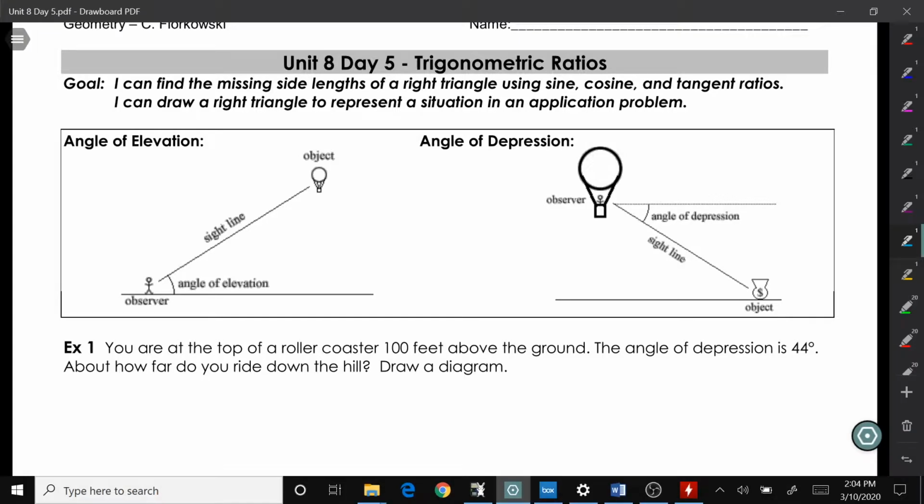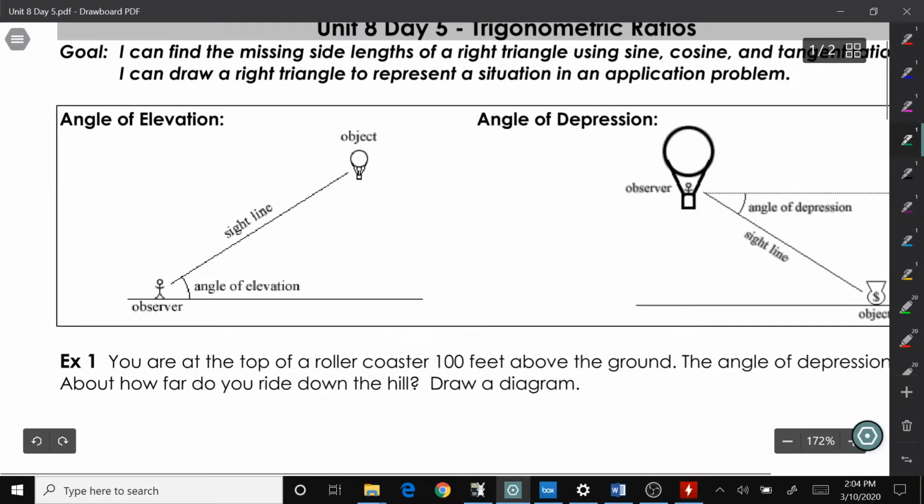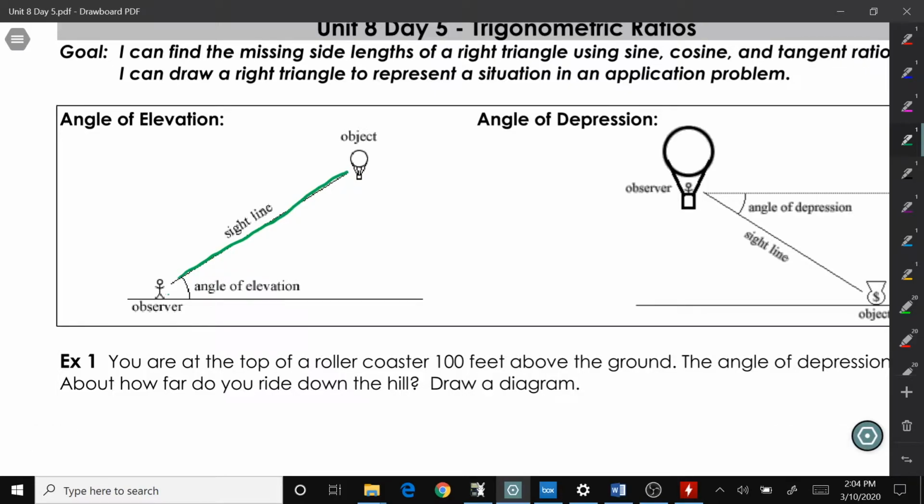We're going to build off the previous days and talk about some more terminology and word problems. Now we're going to talk about something called the angle of elevation and angle of depression. Angle of elevation I found is a pretty easy concept for people to get because the observer's on the ground and you're looking up at some object. You elevate your eyesight, you're looking up. So angle of elevation is pretty easy for people to understand.